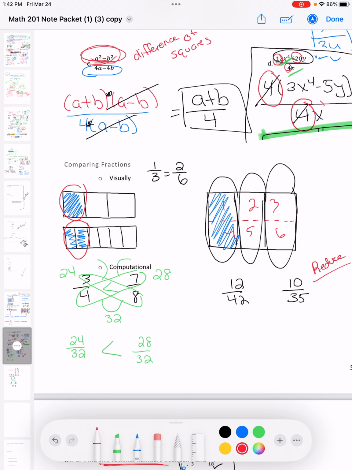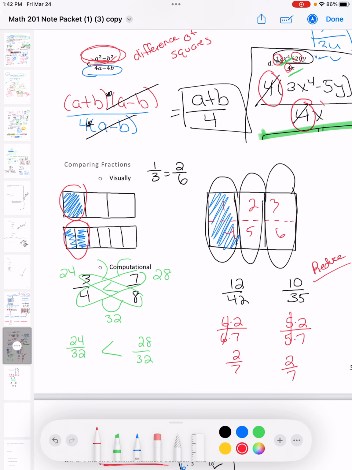So 12 over 42, both of those have a factor of 6. 12 is 6 times 2, and 42 is 6 times 7. So that reduces down to 2/7. It's a different factor for 10 over 35, and that's fine. They both have a factor of 5. 10 is 5 times 2, and 35 is 5 times 7. So they don't have to use the same factor to reduce down, but just reduce each fraction as much as possible. And then sometimes it's a lot easier to compare.